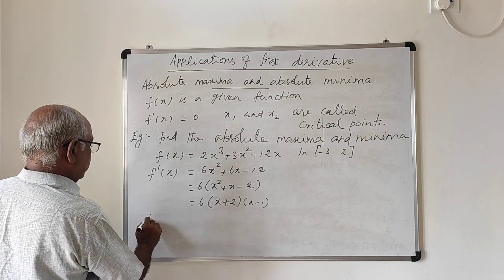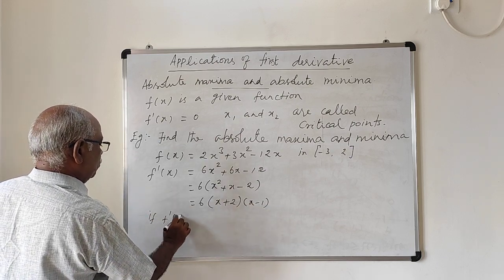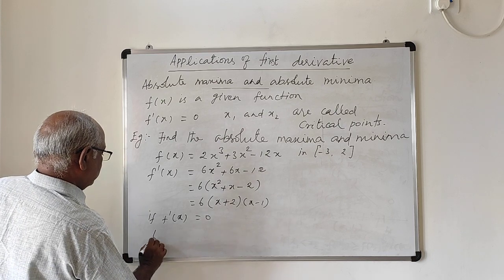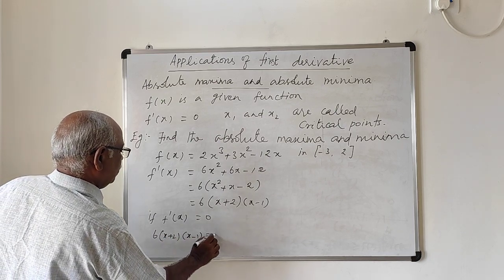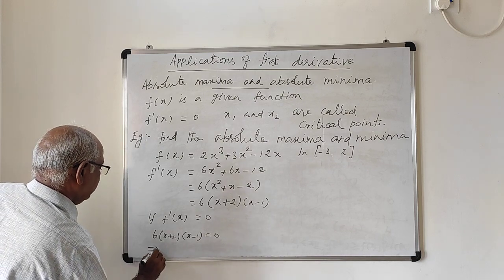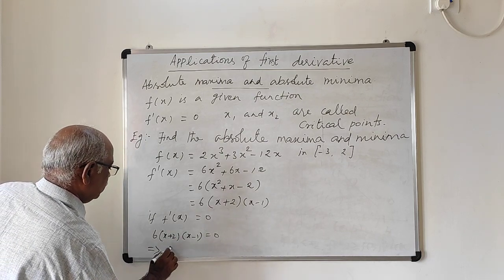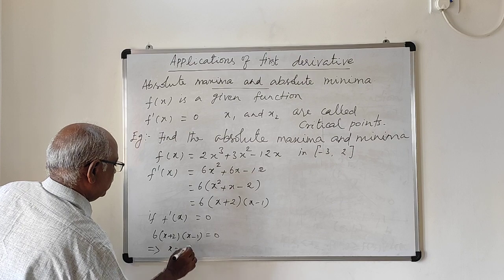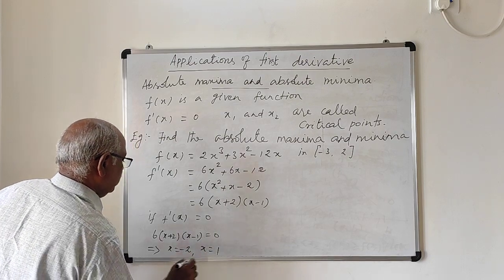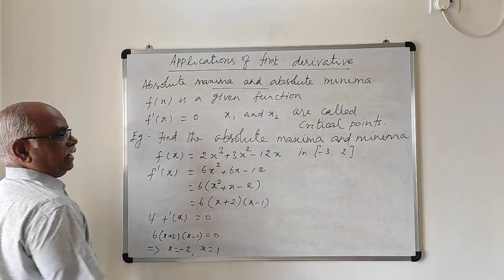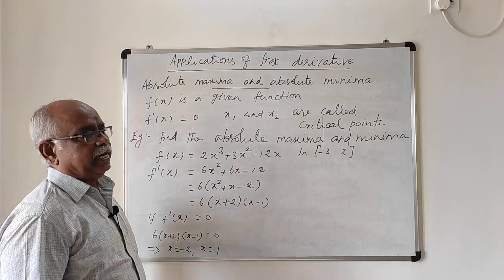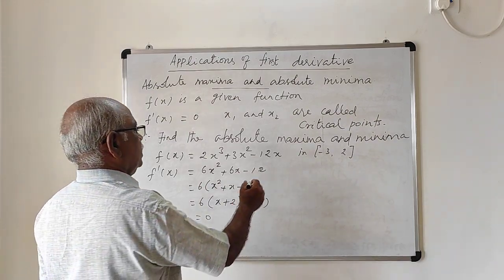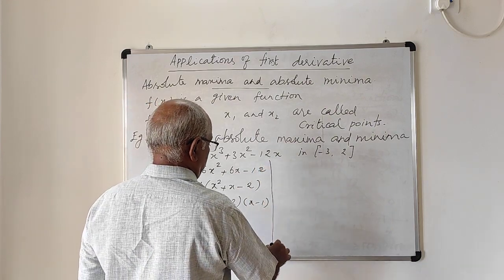So equating f dash of x to 0, 6 into x plus 2 into x minus 1 equal to 0. It implies x plus 2 equal to 0, so x equal to minus 2, and x minus 1 equal to 0, so x equal to 1. These minus 2 and 1 are called critical points. Now we have to take out the values one by one.